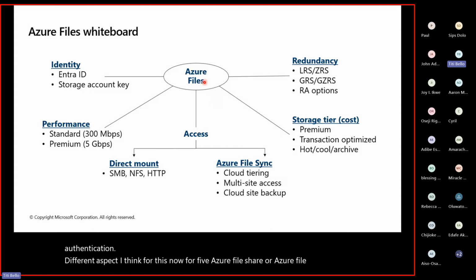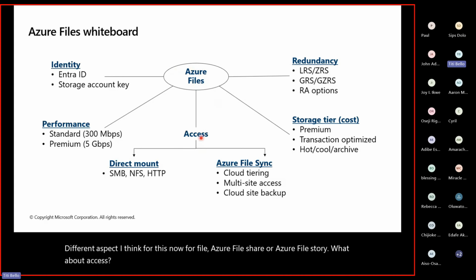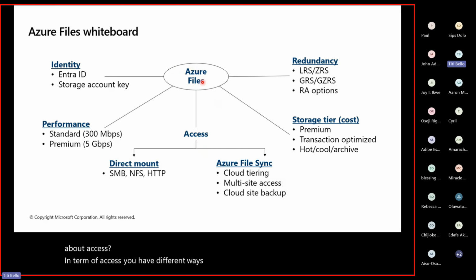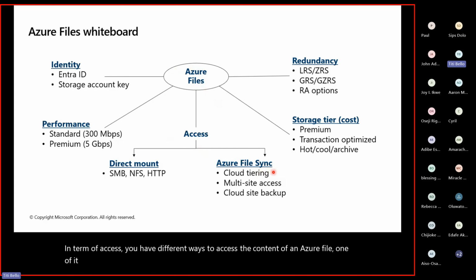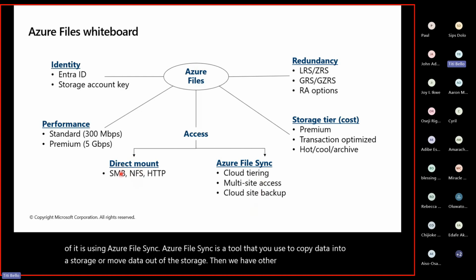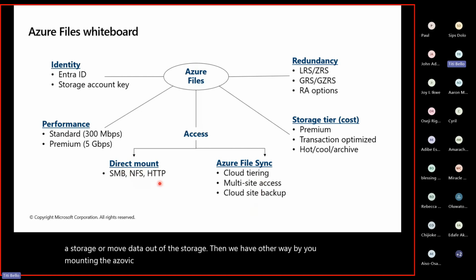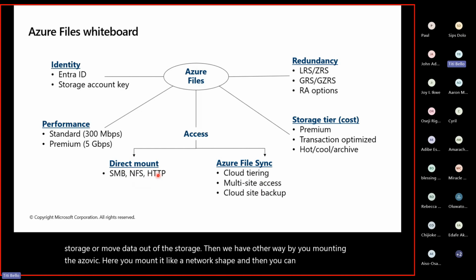What about access? In terms of access, you have different ways to access the content of an Azure file. One of it is using Azure File Sync. Azure File Sync is a tool that you use to copy data into a storage or move data out of the storage. Then we have another way, by mounting the Azure File Share. You mount it like a network share, and then you can do what you want to do with it.